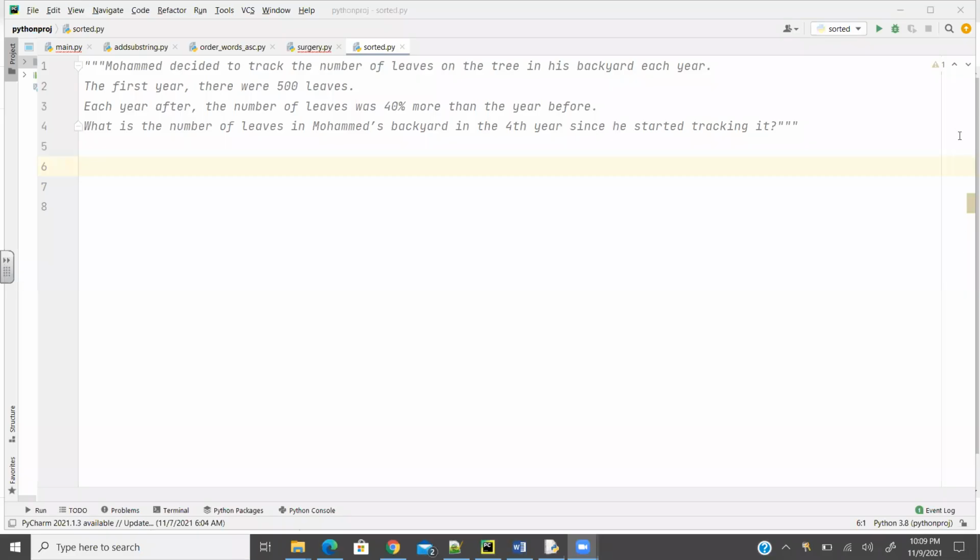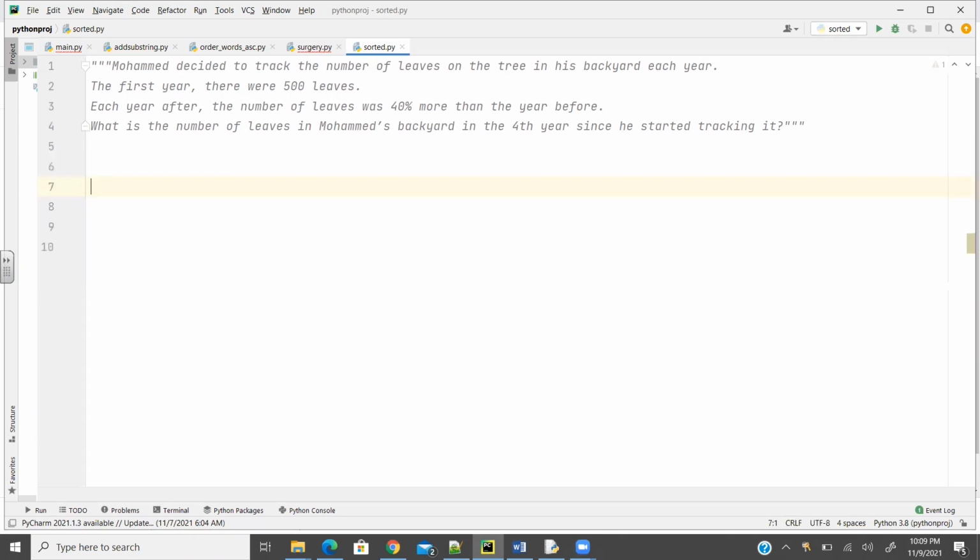So guys, it's a very simple one, I suppose. Mohammed decided to track the number of leaves on the tree in his backyard each year. The first year, there were 500 leaves. Each year after, the number of leaves was 40% more than the year before. The question is, what is the number of leaves in Mohammed's backyard in the 4th year since he started tracking it? Right, guys, let's understand it.